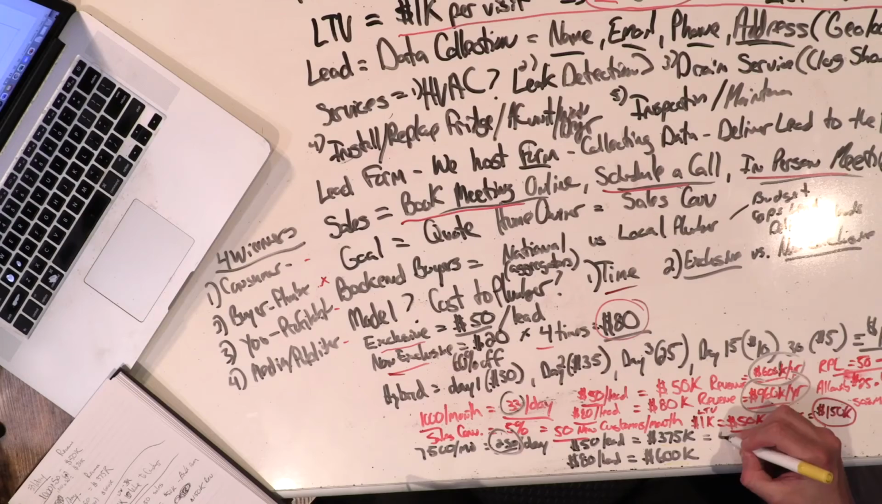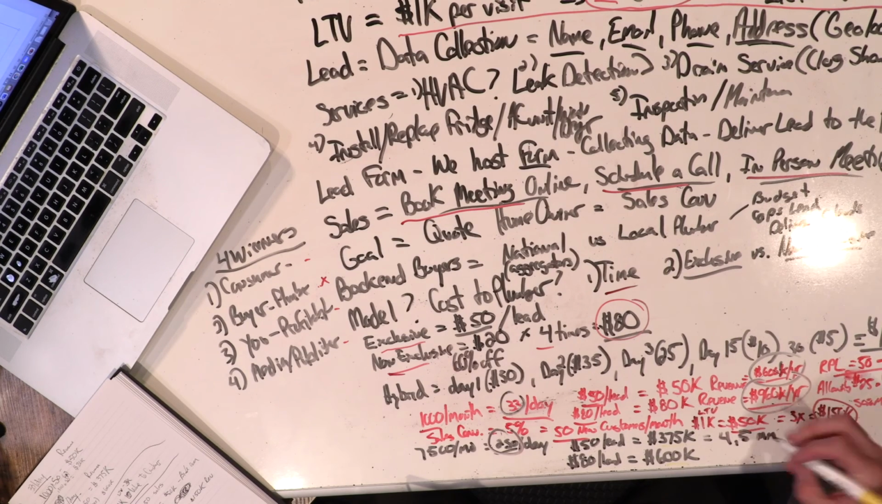Want to do that per year? What does that work out to? $4.5 million. It's a $4.5 million business. And 600,000 a month, what is that? That's 7.2 million. That's a nice business, guys. That is a beautiful business, right?